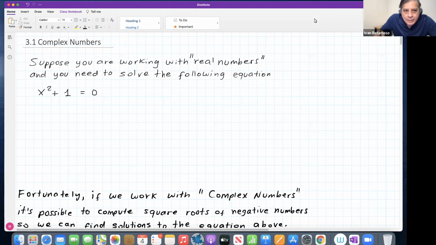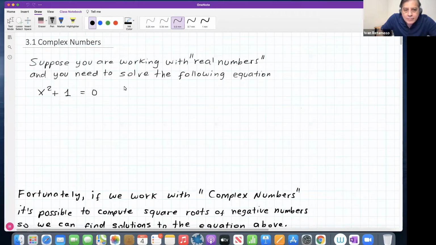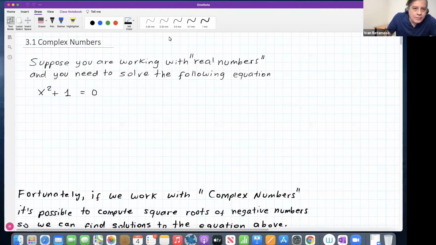Section 3.1, complex numbers. Suppose you're working with real numbers and you need to solve the following equation: x squared plus 1 equals 0. Let's follow the steps that we usually follow when we solve equations for real numbers. First step should be subtract 1 on both sides, right? So x squared should be equal to -1.